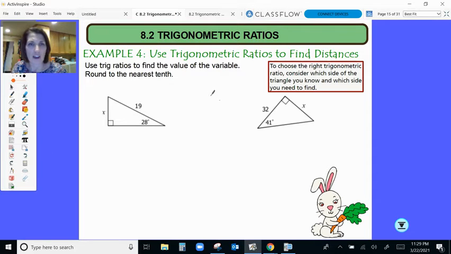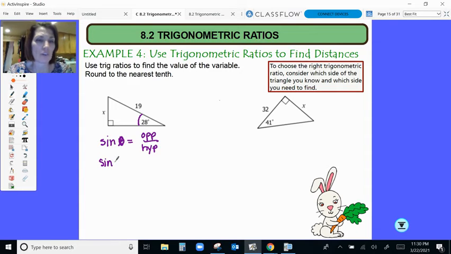Use trig ratios to find the value of the variable, rounded to the nearest tenth. When you're choosing the right trigonometric ratio, you have to look at your angle and find out which sides you have. Here I have an opposite side and a hypotenuse. That ratio involves my sine ratio. So remember, sine of theta equals opposite over hypotenuse. So I'm just going to plug in sine of my angle, 28 degrees, equals my opposite x over my hypotenuse 19. I just plug in the things I know and leave my variable for what I don't know.